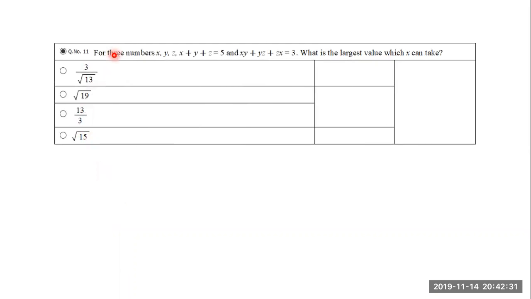Now this problem: for three numbers x, y, z, x plus y plus z is equal to 5 and xy plus yz plus zx is equal to 3. What is the largest value which can take? Please note here, the coefficient is not changing. The coefficient is the same. Am I correct? Yes. So, therefore, the maximum value that x or y or z can take is when x is equal to y is equal to z.